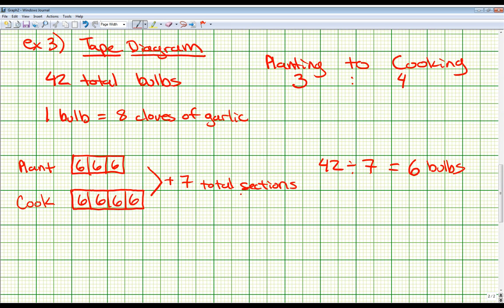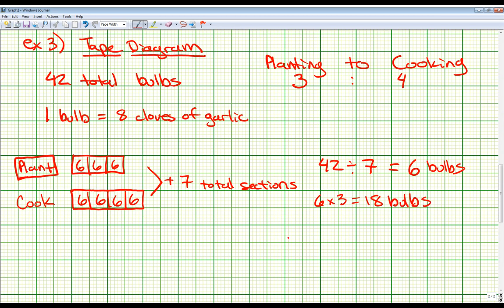So if we go back to the question, it says about how many cloves will you plant? And each bulb has 8 cloves. Now, if you read the question carefully, it's only asking us about the planting number. So if I look at my planting number, I have 6 plus 6 plus 6, or 6 times 3. 6 times 3 gives us 18. So I'm going to be planting 18 bulbs.